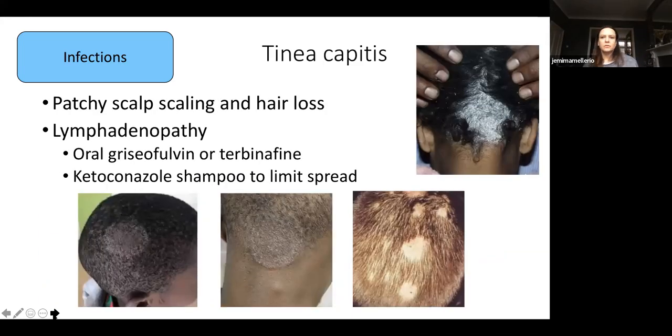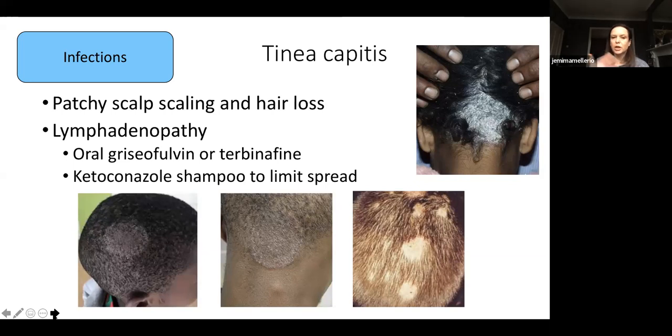Now, tinea capitis is where it affects the scalp. And this is a really important condition to recognise. You will get little patches, sometimes individual patches, sometimes multiple patches of hair loss in the scalp, often round or oval. And the important thing here is that you often get scaling, to a greater or lesser extent. And these patches will grow gradually over time. You often get lymphadenopathy. You can see in the middle case at the bottom, a little lymph node there. So that's very, very typical for tinea capitis.